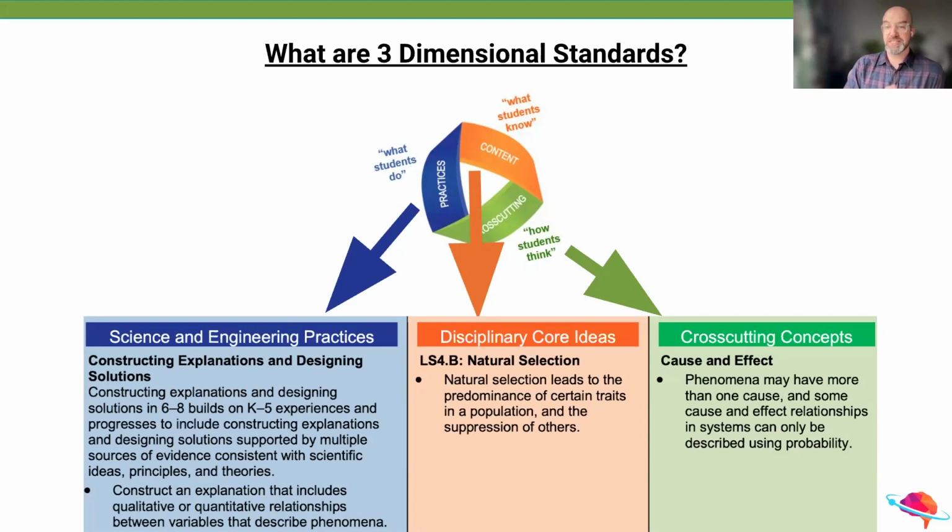It's not going to definitely lead to these changes. And so cause and effect, or scale, proportion, and quantity, or systems and system models are all just different ways that students can look at phenomena through this really discrete lens and provide some analysis. And they're so accessible to students.